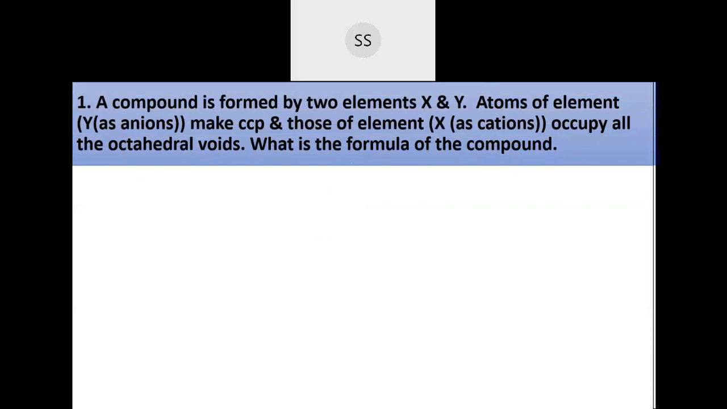Read this problem properly. A compound is formed by 2 elements, X and Y. These X and Y are combining together to form a compound. Now atoms of element Y, which is the anion part, are making the CCP lattice. And those of the element X are occupying the octahedral voids. They are asking you what is the formula of the compound. So basically what you have to do is take the ratio. You need to find how many X atoms there are and how many Y atoms there are, and then you take the ratio of that, and you will get the formula of that particular compound.